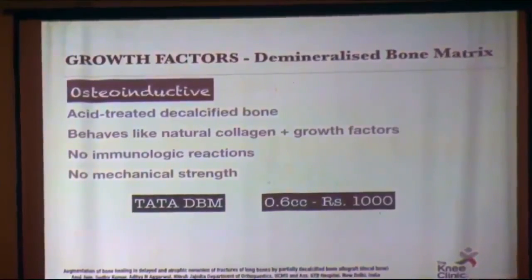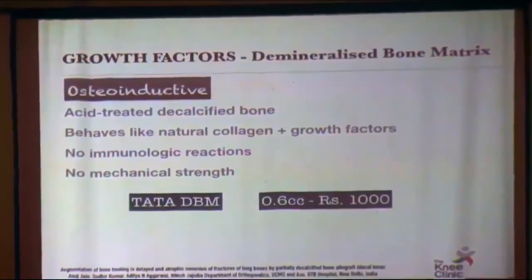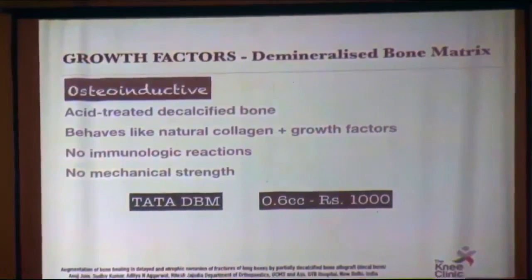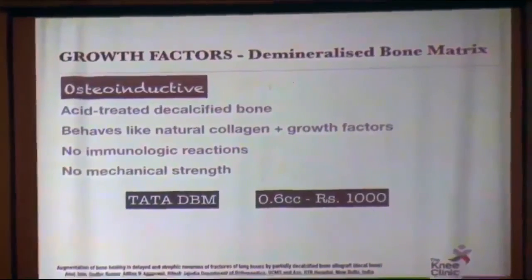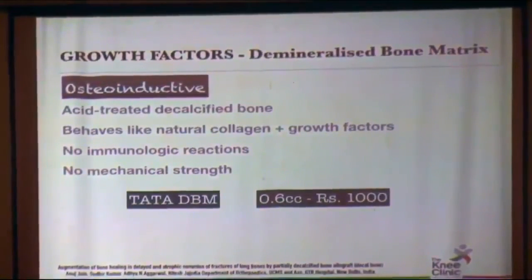Basic structure is remaining, but the basic structure has growth factors. So that combination belongs not to another animal, but to another human. So less immune reaction, no mechanical strength, but the growth factors, very important. Maybe it's not only osteoconductive, it is osteoinductive as well.